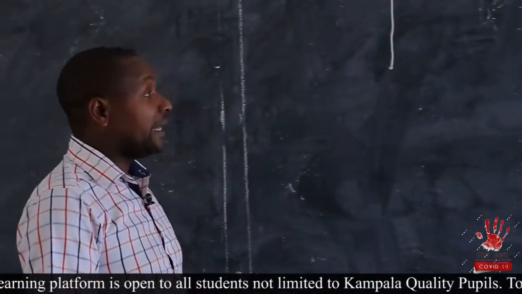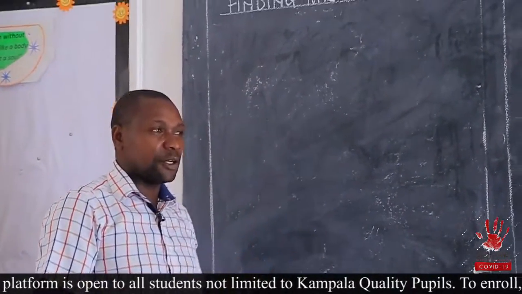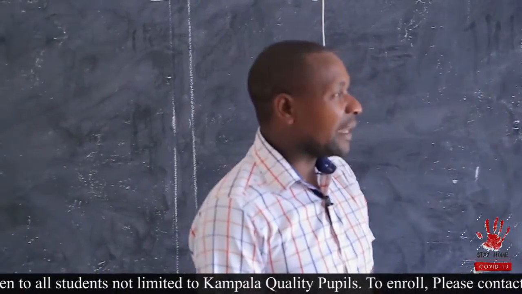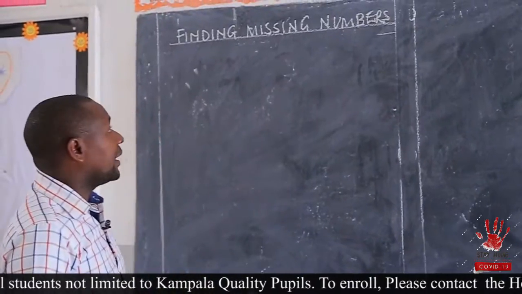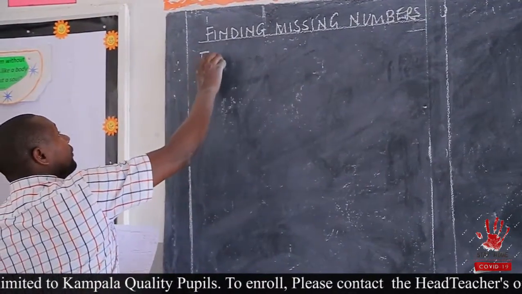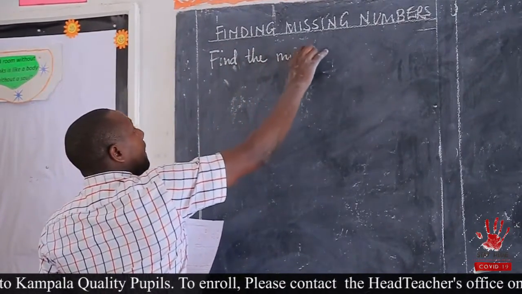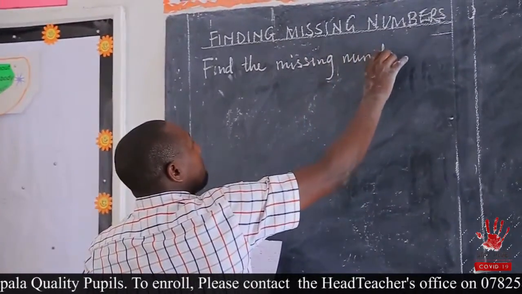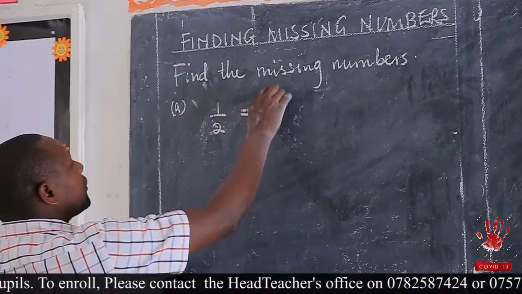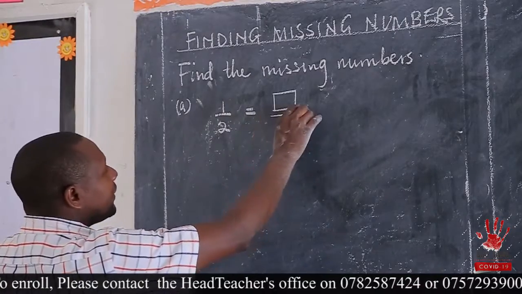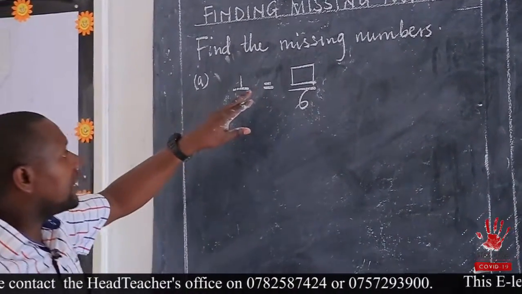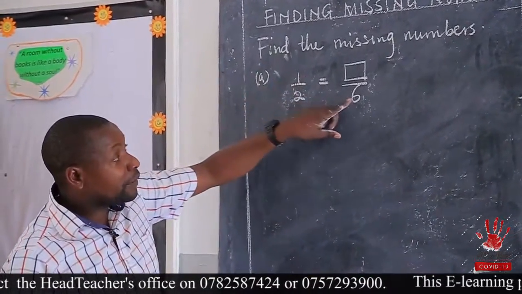Now, for today's lesson, pay attention, and we are not far from equivalent fractions. In this case, we shall see where they are giving us equivalent fractions, but some numbers are missing. Finding the missing numbers. But this is under equivalent fractions. Assume our instruction is saying find the missing numbers. Somebody has given you a half is equal to another equivalent fraction that has the numerator missing and the denominator is 6. How do we find the next equivalent fraction for a half, when the denominator is 6?